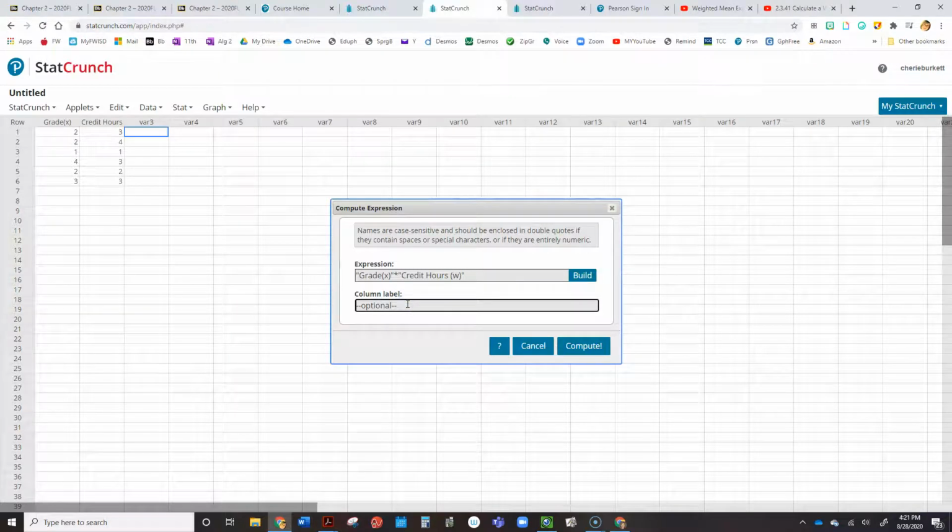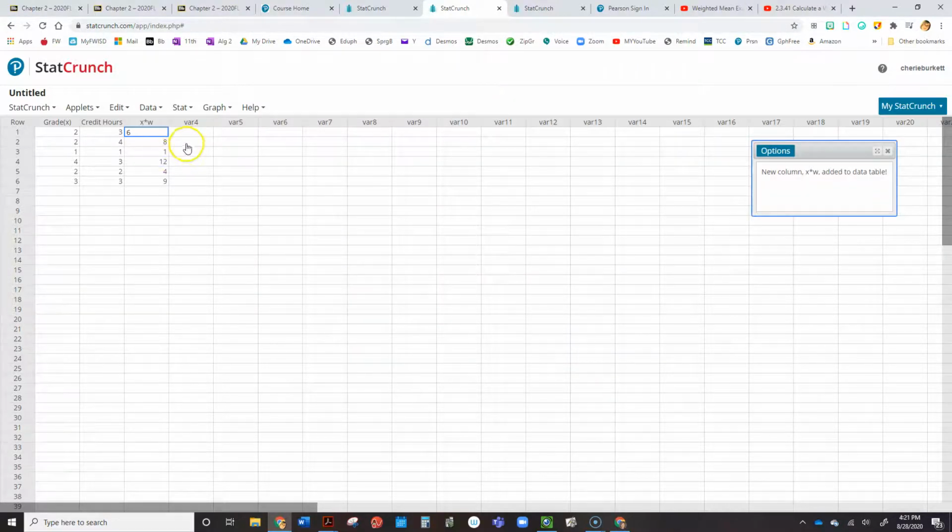And then I want it to label my column. I just want it to be called X times W. I put a capital W, doesn't matter. Or you could label it grade times weight, if that's what you wanted. But anyway, compute that. And it put in the same things that we wrote down. It just calculated it for us. It did 2 times 3, 2 times 4, 1 times 1, and so forth. Okay?